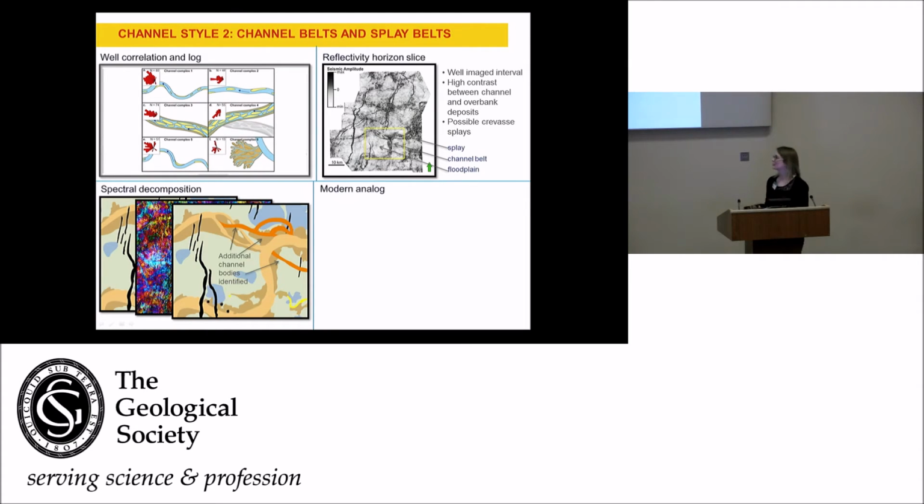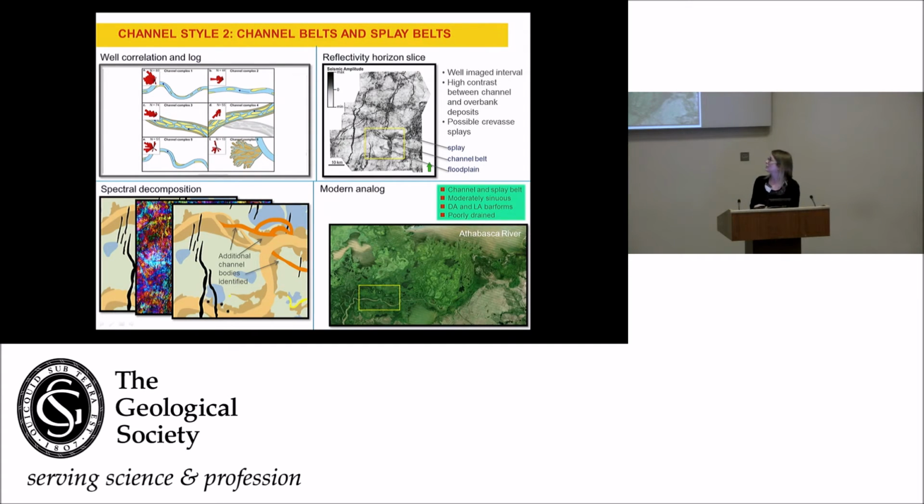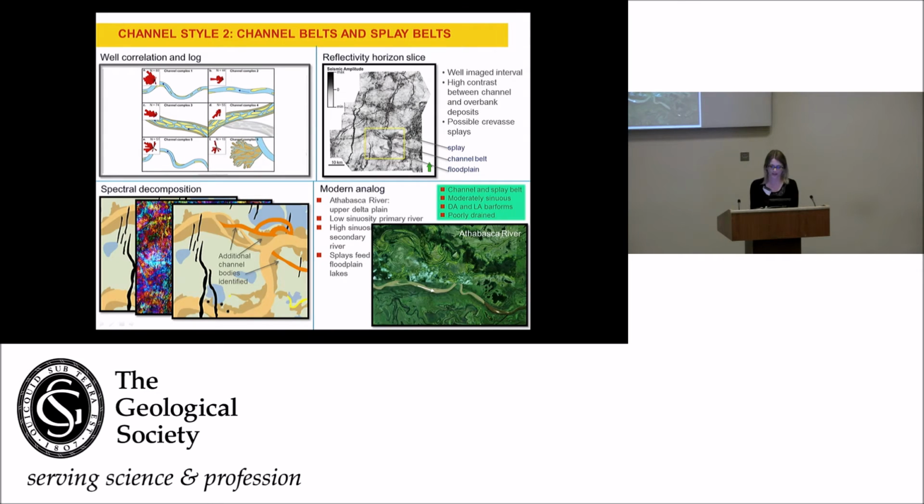So if you were expecting just to find some splay belts with laterally continuous, very thin sands, you might be in for a bit of a nasty surprise with some muddy abandoned channels in there. And so for a modern analogue, we'd be looking for channel belts with splay belts alongside of them and some minor channels as well. We'd be looking for a fairly poorly drained floodplain and hopefully some deltaic influence. And I just use the Athabasca River as an illustration of that, where we've got this kind of lower sinuosity main channel, splay belt running alongside, and a much more high sinuosity channel as well.